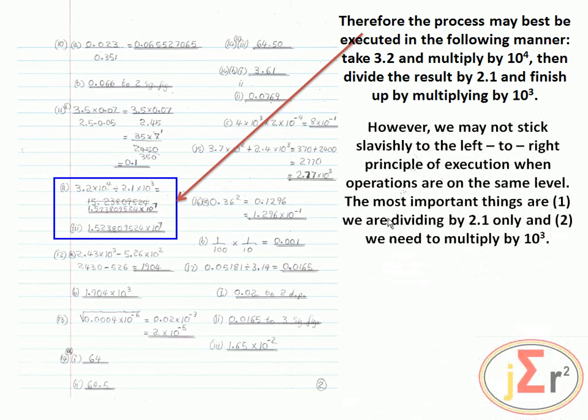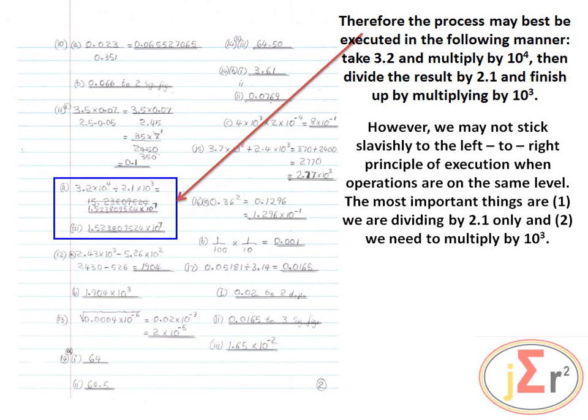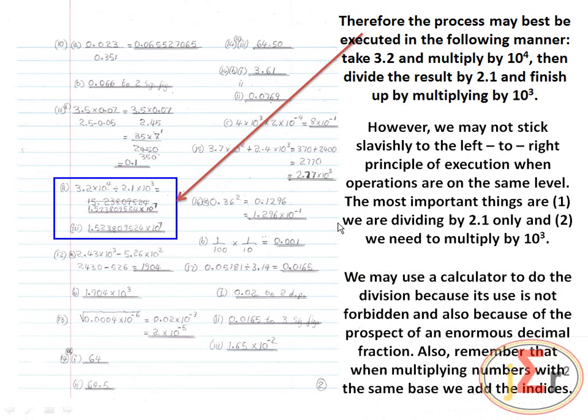Maybe. However, we may not stick slavishly to the left to right principle of execution when operations are all on the same level. The most important things are, one, we are dividing by 2.1 only, that is first, and two, we need to multiply by 10 to the power of 3. Because all of the operations are on the same level of importance, we need to be mindful that, one, we are actually dividing by 2.1 only, and two, we need to multiply by 10 to the power of 3. We have to do that in the end. We may use a calculator to do the division because its use is not forbidden, and also because of the prospect of an enormous decimal fraction.